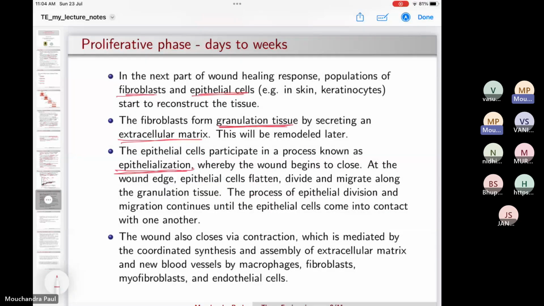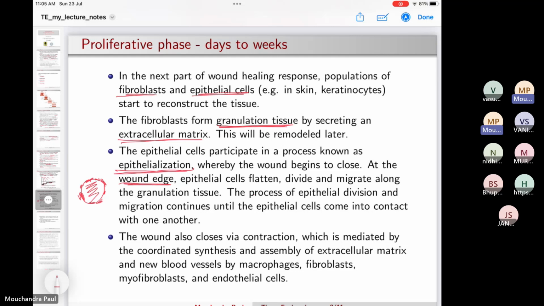So what happens is that the epithelial cells, that is the keratinocytes, they become flat. If this is the wound, these are the wound edges. At these edges, the epithelial cells become flat. They divide and crawl, that is, migrate along this slightly pink colored granulation tissue. And as they are dividing and migrating, they are covering the entire wound area.